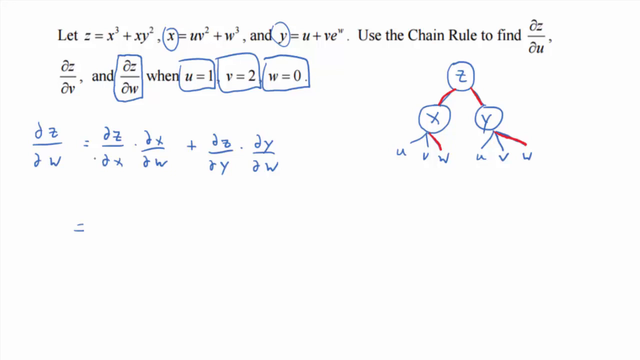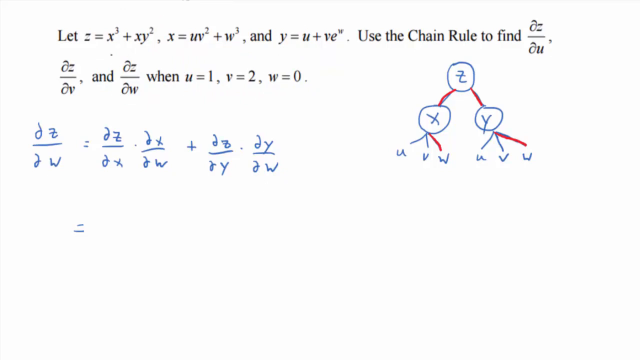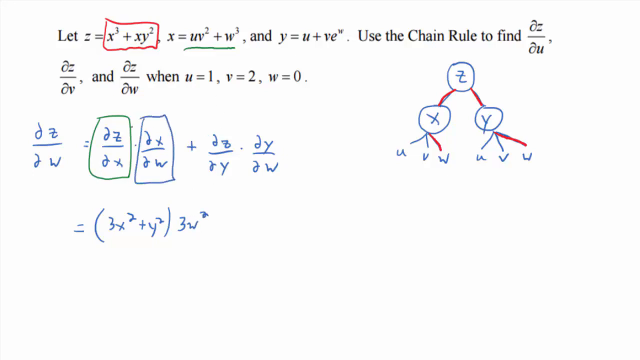Of course, we'll need to get functions of x and y in terms of u and v and perhaps w in order to do that. So, okay, focus your eyes on z. What's the partial of z with respect to x? So 3x squared plus just y squared. So that's just this first guy here, right? And then focus your eyes on x. What's the derivative of x with respect to just w? 3w squared. Okay, so we've taken care of that guy as well.